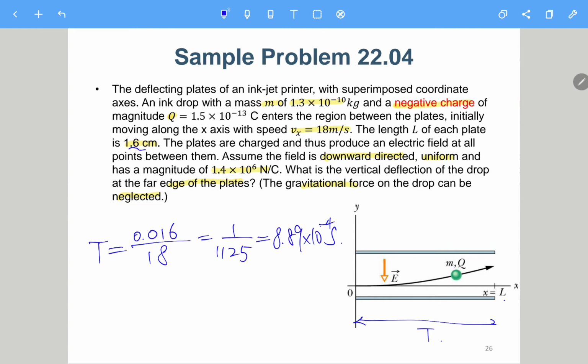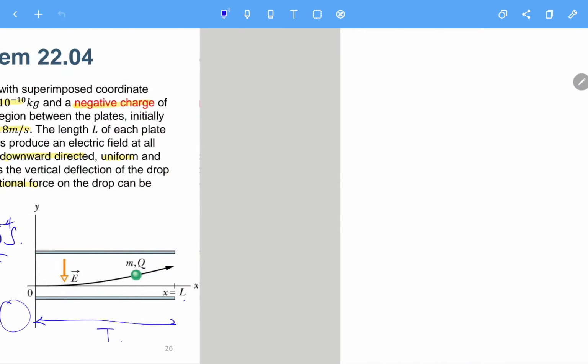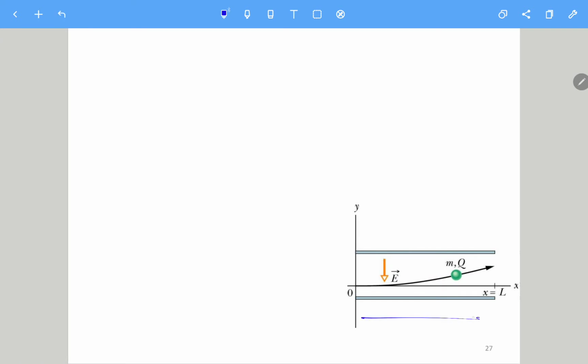So it's somehow like, if you still remember, k is 8.89 times 10 to the 9th, equals 1/4 pi epsilon naught, with some unit. But maybe it's just a coincidence or whatever. So we know the time here is nothing but 8.89 times 10 to the minus 4 second, and then we have F equals QE.